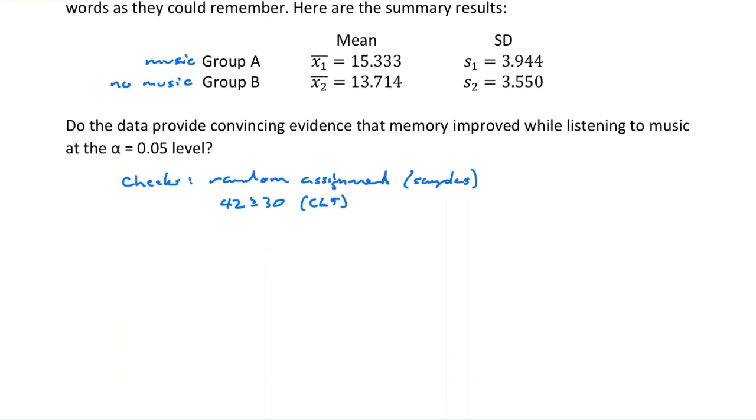All right, our null, again, is to assume that there is no difference, that whether or not people listen to music, they are going to remember the same number of words. So here we will define mu1 as those who listened to music. So words recalled with music.